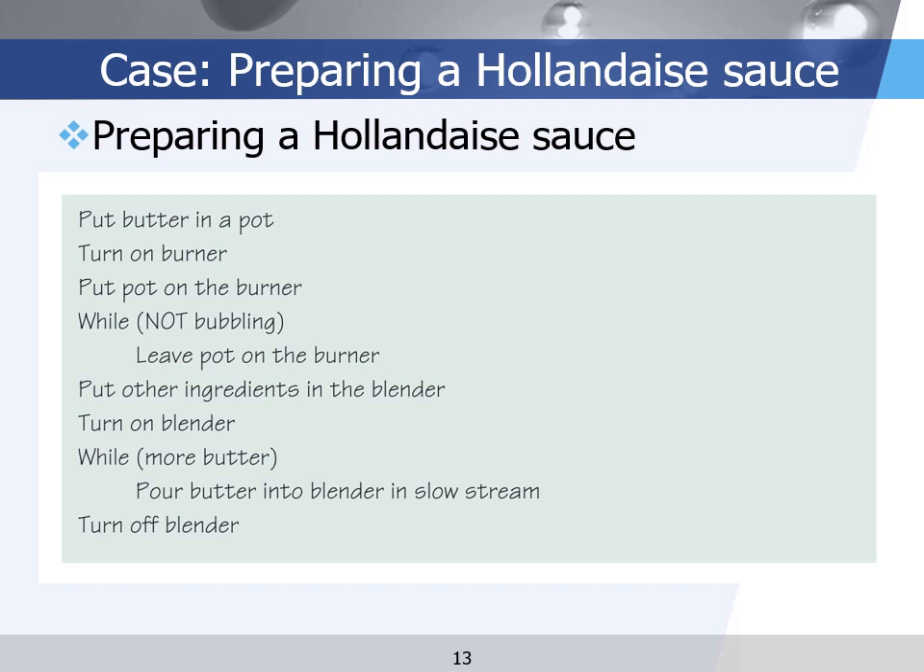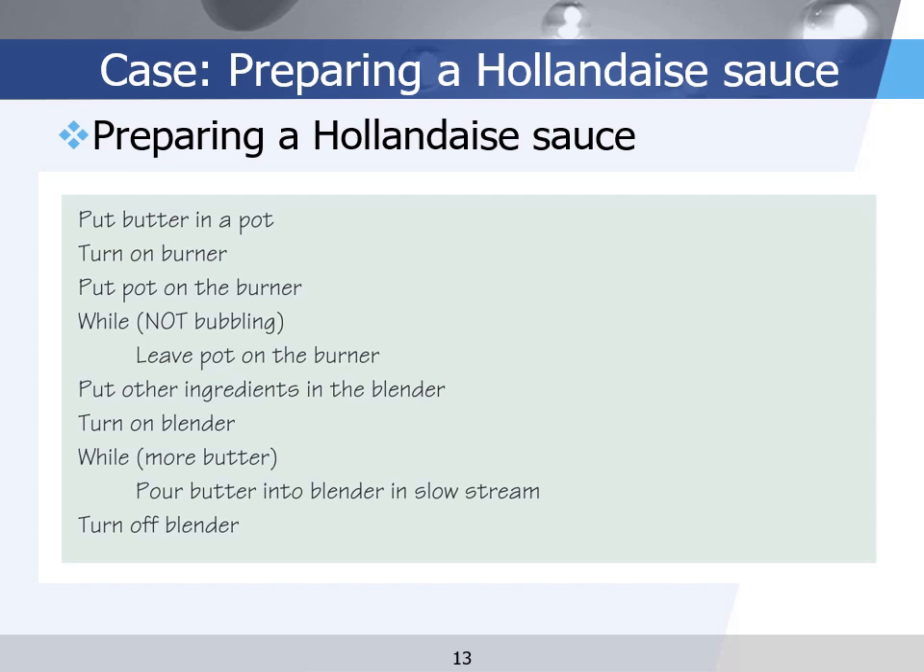The next step is to put the other ingredients in the blender. And then you turn on the blender. While you have more butter, you keep pouring butter into the blender in a slow stream. So this is also a loop. So keep doing this until all of the butter is put into the blender. The last step is to turn off the blender. So this is a pretty good algorithm.